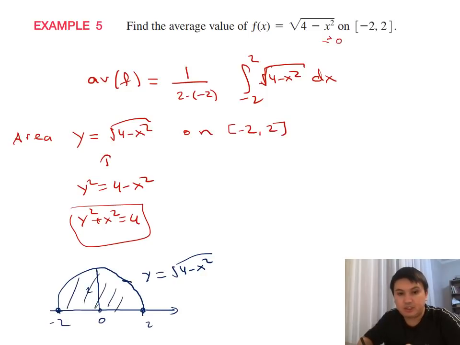So what is the area? So that's the area, right? This definite integral is equal to the area. Well, what is the area? Because it's a semicircle, the area is pi r squared divided by 2, where r is 2, so the area is 2 pi. Multiplied by 1 over 4, this is pi over 2. That's the average value of the function.